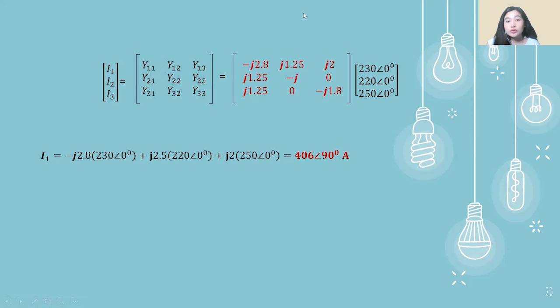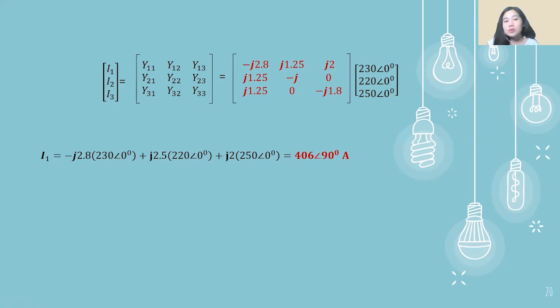And now we're going to apply it again. So as you can see here, our negative J2.8 is here in V1. So the value of our V1 is 230. So we have to multiply it by 230 at an angle of 0, due to the fact that Y times V, or admittance times the voltage, is equivalent to a current. So that current that we can solve here is just a partial part of our first current.